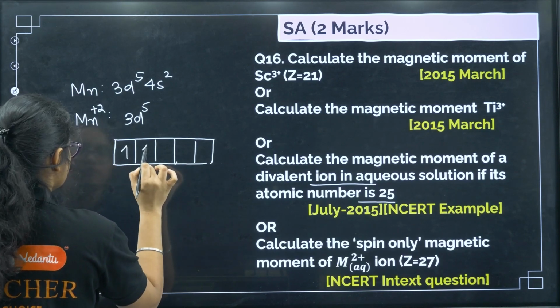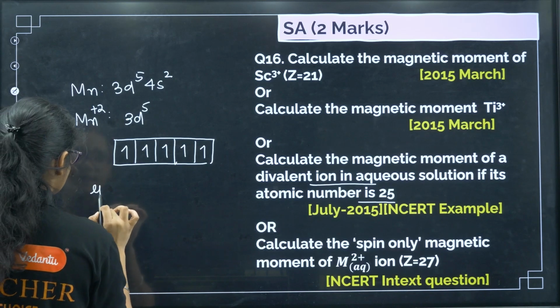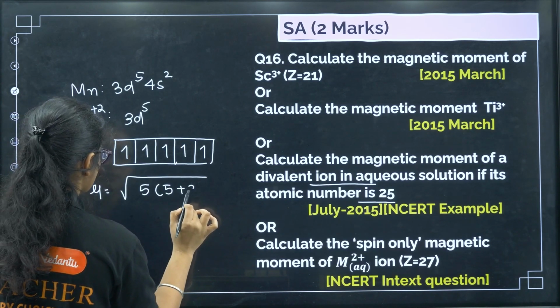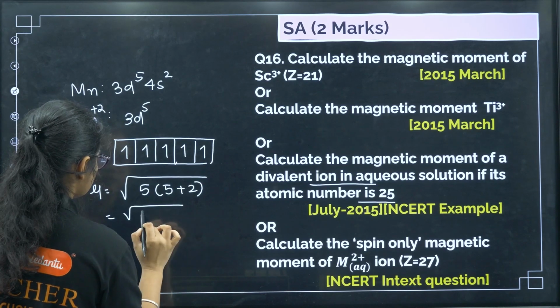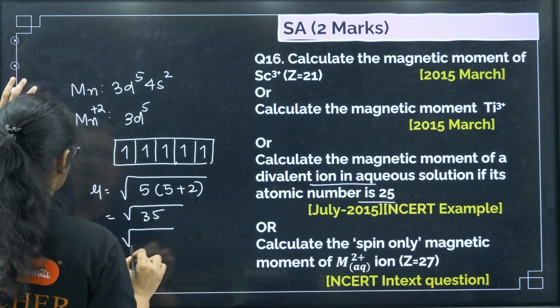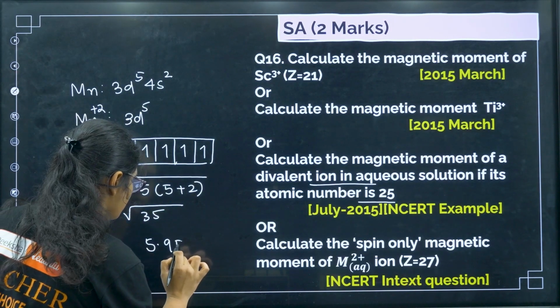Okay, 1 2 3 4 and 5. Now 3d5, what is the magnetic moment? Root over of 5 into 5 plus 2. Okay, so that is root over of 35. I think it will come some 5.9. Yes, so if you solve this, you will be getting 5.9 Bohr magneton.